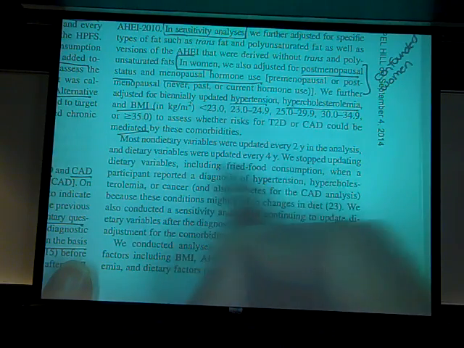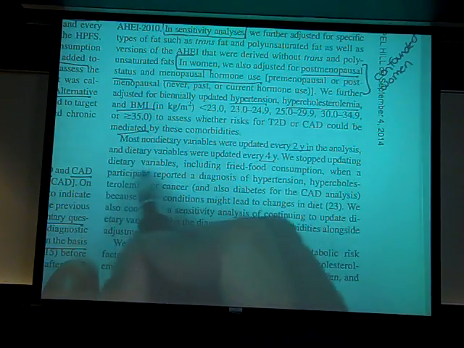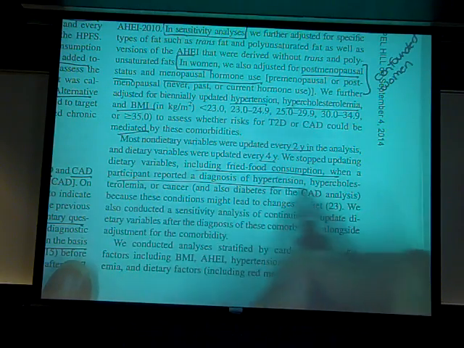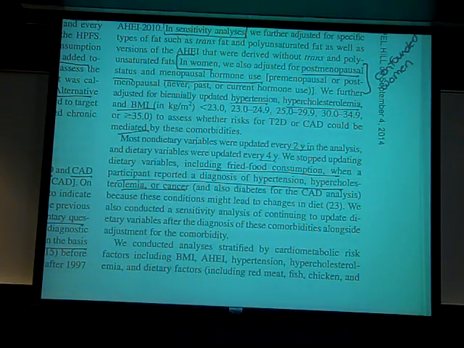Again, they're telling you how often the data were collected in these sentences. Okay, so this is that particular sentence that I just underlined. We stopped updating dietary variables, including fried food consumption, when a participant reported a diagnosis of hypertension, hypercholesterolemia, or cancer. So essentially, the purpose of knowing that is that once you get diagnosed with a disease, you're more likely to change your dietary behavior. And so they want to make sure that when they're studying the relationship between fried food consumption and type 2 diabetes, they're really understanding what their real current and past diet was, not the current change due to your new diagnosis.